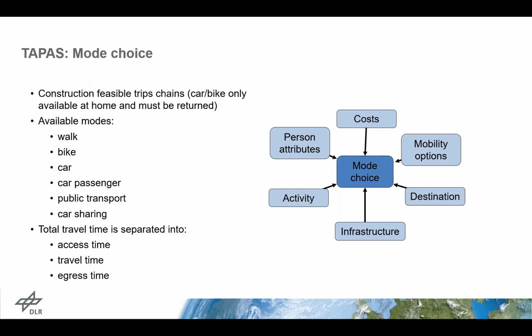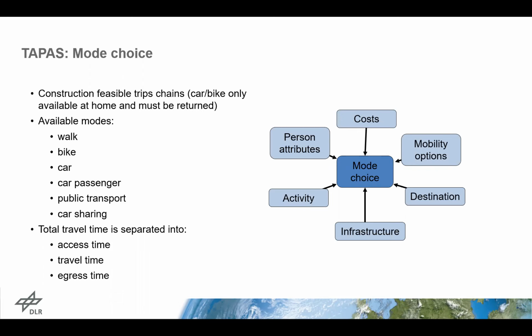And every mode we are dealing with in TAPAS, you see the list on the left side, has a total travel time, which is split up into 3 parts. First is access time. In case of a bike, this is the time you need to unlock your bike or get it from the basement or reach it wherever it is. Then the actual travel time, going from spot A to spot B, and then the egress time, in case of bikes, locking the bike and going from the bike post to the final destination.